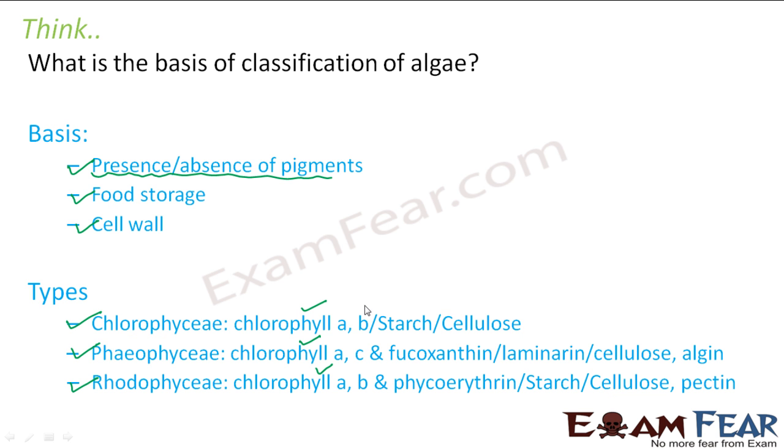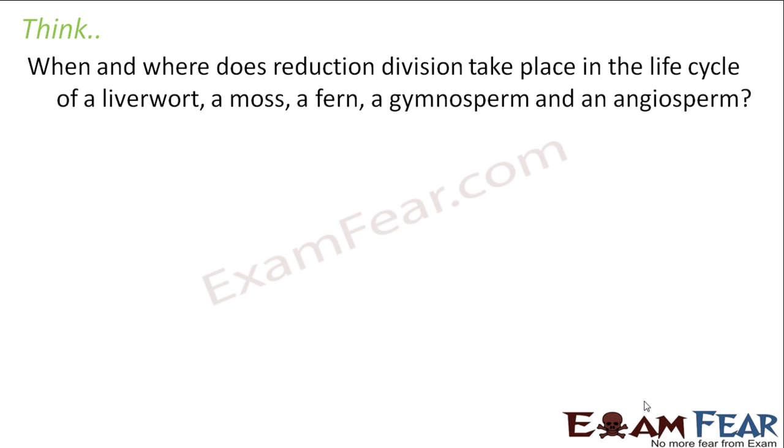Talking about food storage in chlorophyce, food is stored in the form of starch. In phaeophyce, it is in the form of complex carbohydrates like laminarin, and in rhodophyce, it is again in the form of starch. Talking about cell wall, in chlorophyce, it is made up of cellulose. In phaeophyce, it is made up of cellulose and algin, and in rhodophyce, it is made up of cellulose and pectin. So this was the basis of classification of algae into three types. Let us look at the next one.